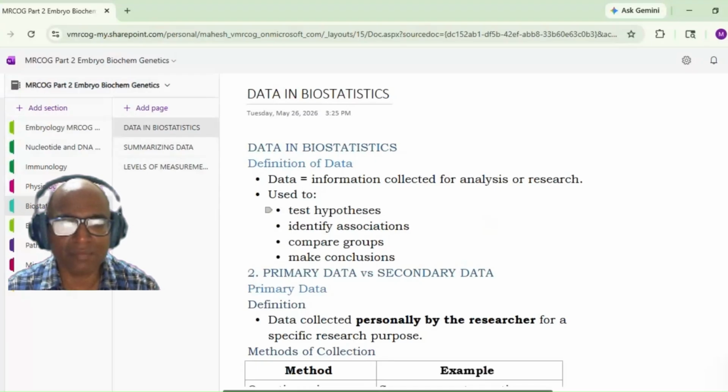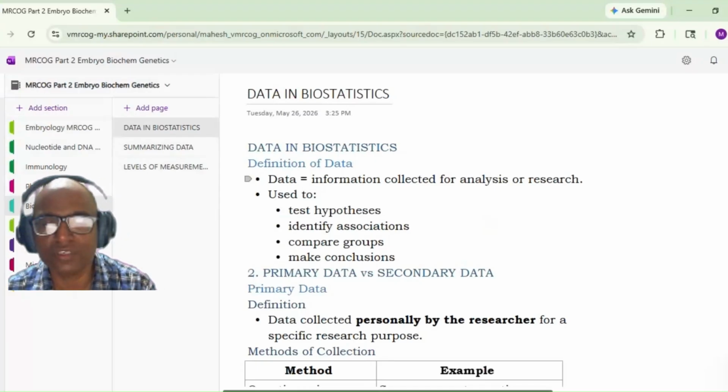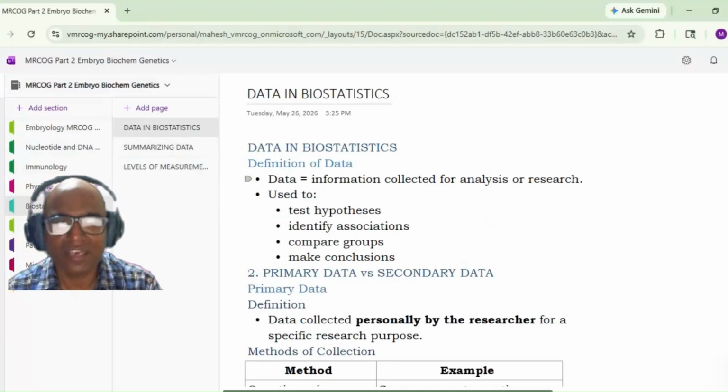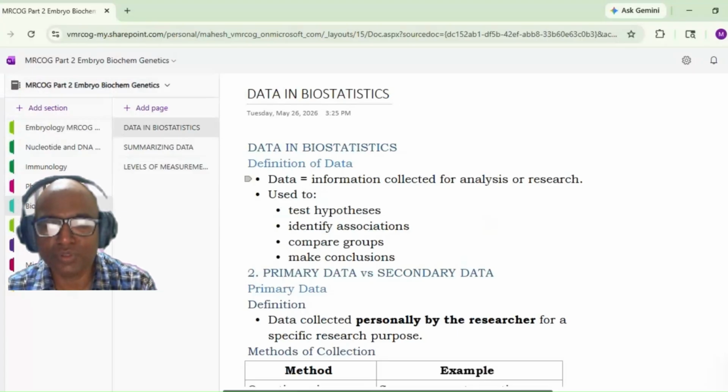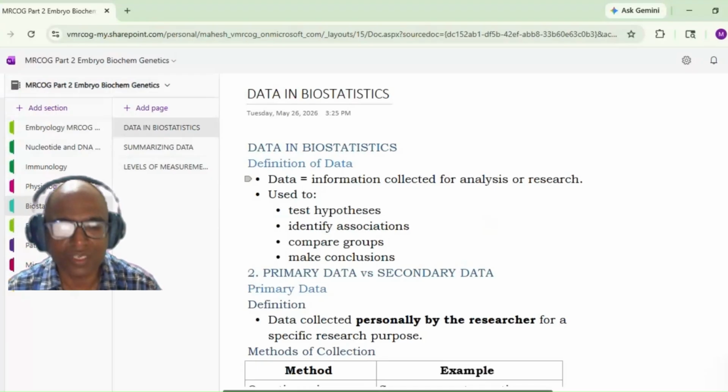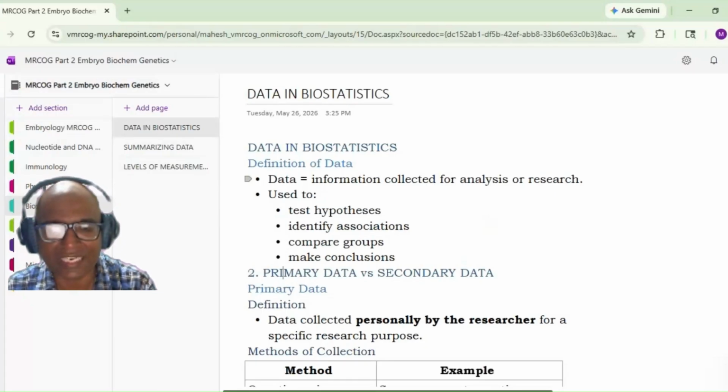Basically, in biostatistics, we are going to come across data, and that is why we need to know the different types of data, and how we are going to categorize or classify them. Data is of two types: one is primary data, and another is secondary data.